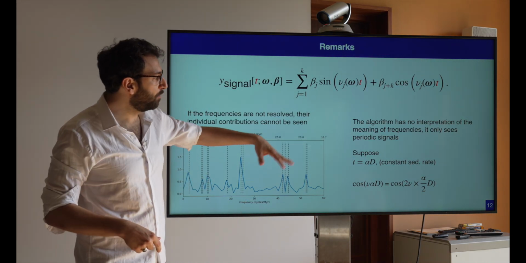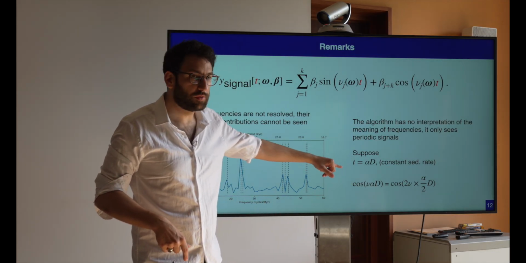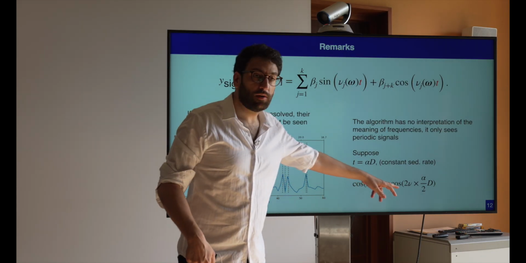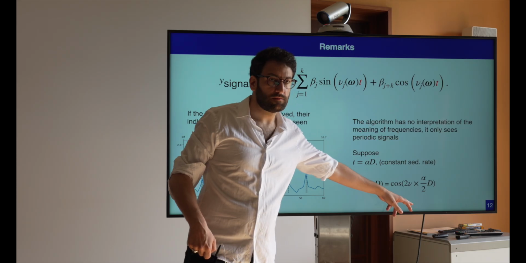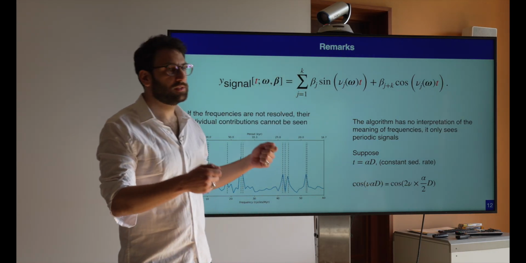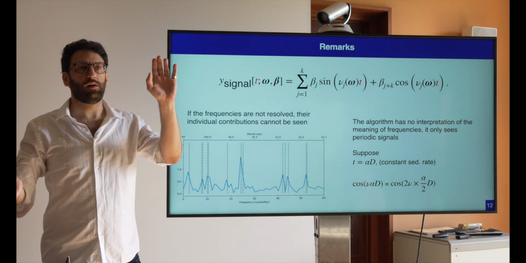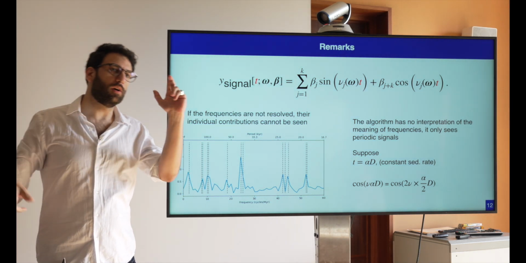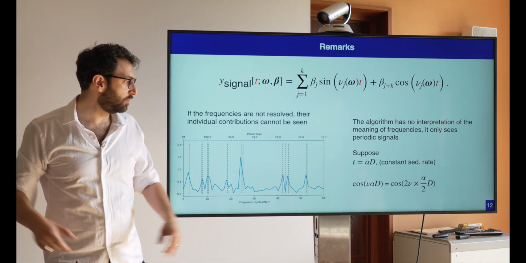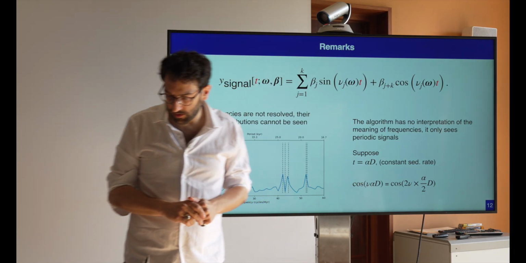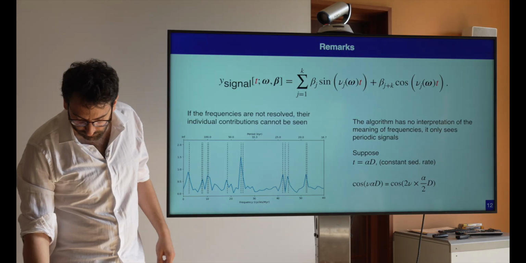Also, very simple point. Suppose you have a single frequency in your data. The algorithm won't see the difference between doubling the frequency and dividing the sedimentation rate by 2. In particular, I've seen one example yesterday where sometimes the genetic algorithm converged to one frequency, sometimes to another frequency, which was roughly half of the frequency, but the inverse sedimentation rate was doubled.